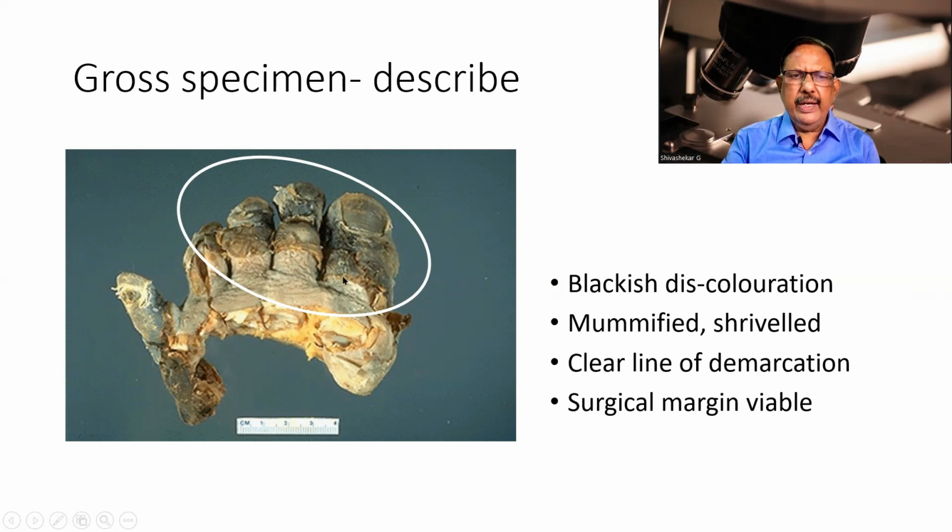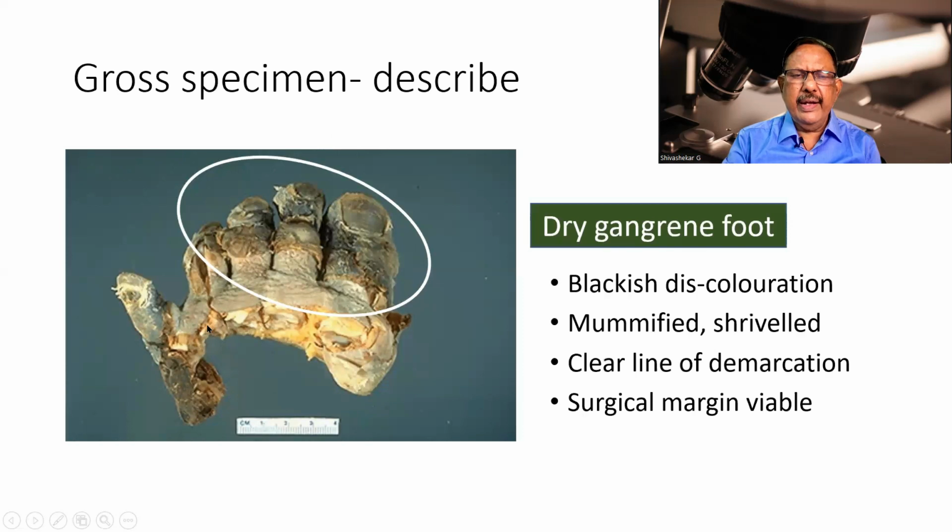So there are areas of blackish discoloration. The skin is somewhat shrunken as though you have dried the clothes. That is called as mummified and shriveled. There is a clear line of demarcation. Here it appears viable, whereas this area is appearing blackish gray and gangrenous. The surgical margin where the surgeon has cut is viable. So it is a gross specimen of a dry gangrene foot.